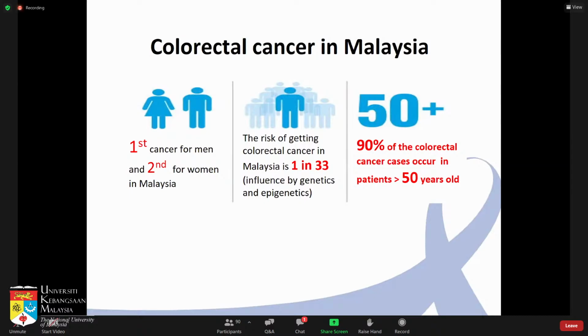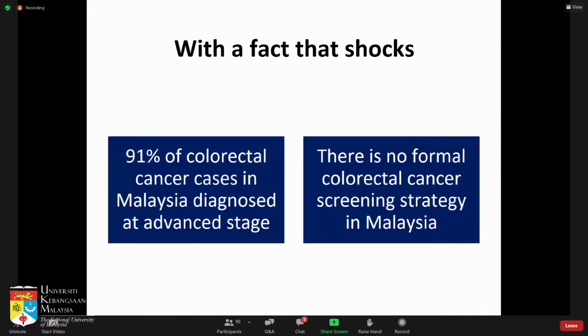So this is just an introduction to get the adrenaline of the audience up, rather than using monotonous speech. You have to have variation in the tonation of your voice. Give the facts that shock. 91% of cancer cases are diagnosed at an advanced stage. There is no formal screening to date in Malaysia. So people thought there is screening here and there, but there is no formal one.